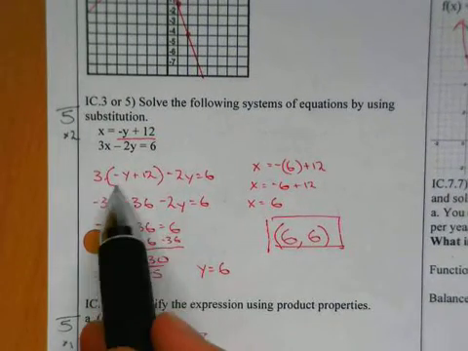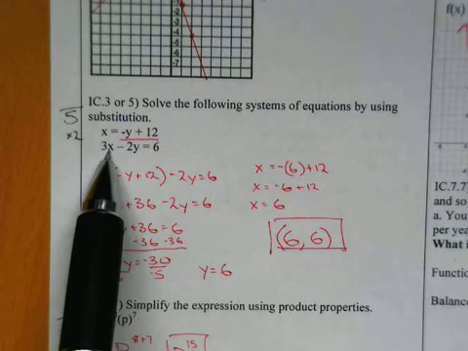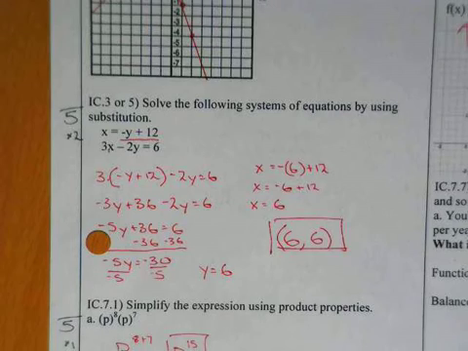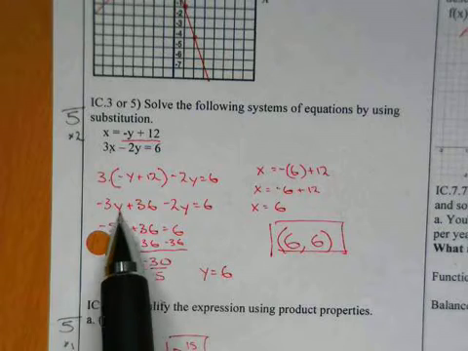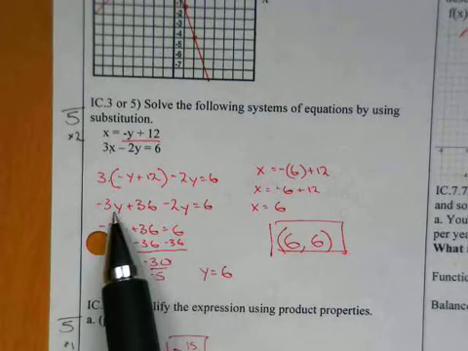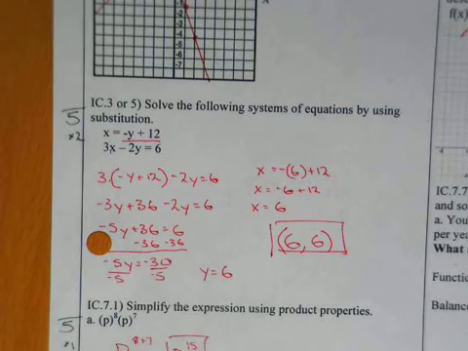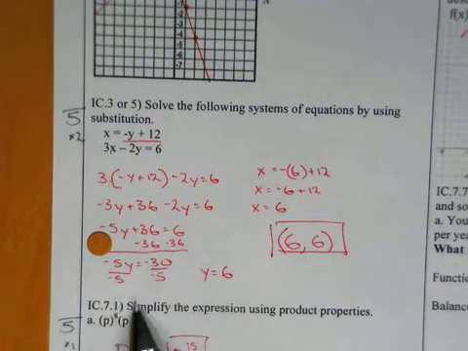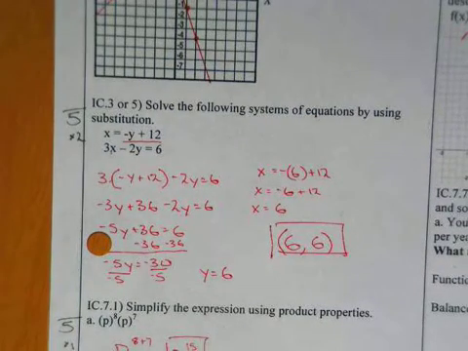So you're going to take that negative y plus 12 and you're going to substitute it in for x, which is what it equals. And then once you do that, there are no more x's, and you can just solve for y. We're going to do the distributive property, so negative 3y plus 36, and then of course minus 2y equals 6. Combine some like terms, negative 3y minus 2y would be negative 5y plus 36. Now we've got a nice little two-step equation. We subtract 36 from both sides, and then divide both sides by negative 5, and you wind up with y equals 6. But don't stop there.